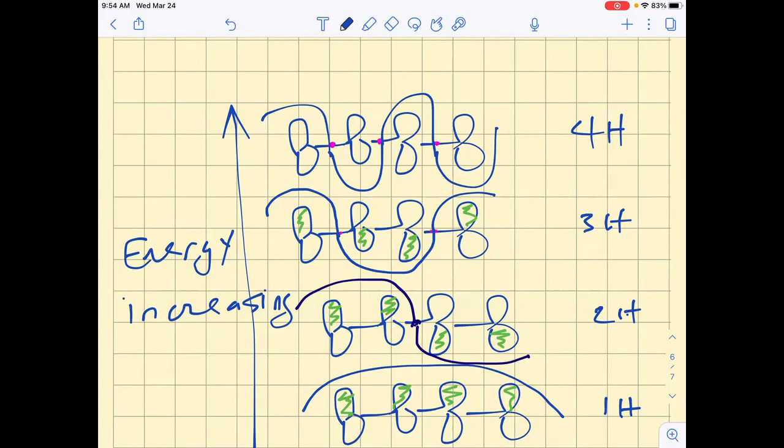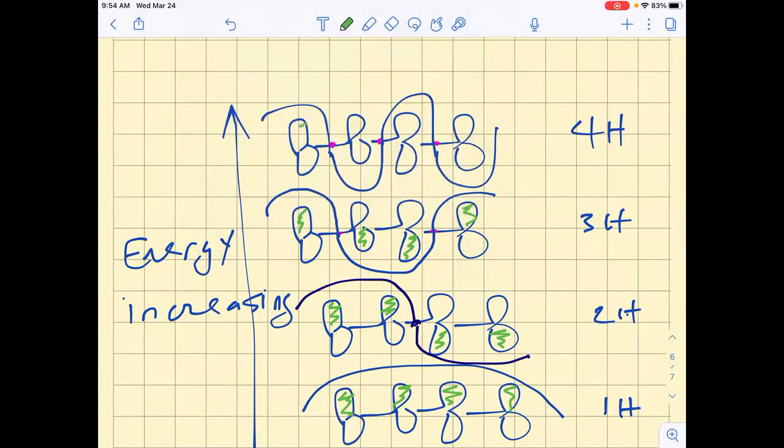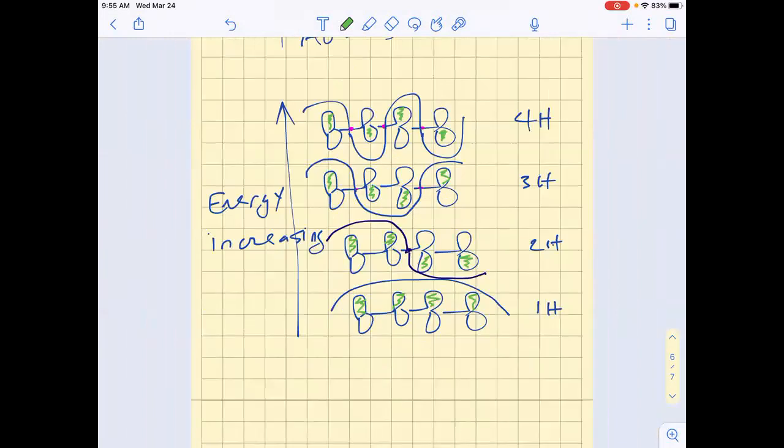So for the first p orbital, you're going to shade the top of it. The second p orbital, you're going to shade the bottom part of it. The third one, you're going to shade the top of it. Then the fourth, the bottom. That's exactly right.